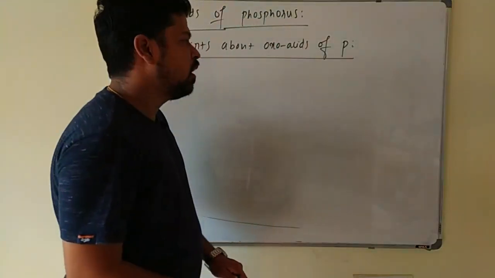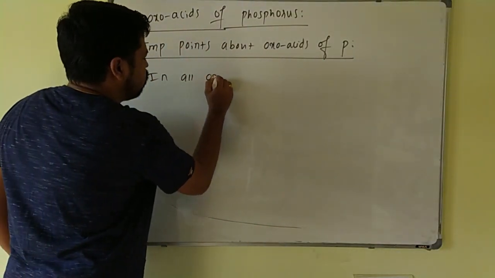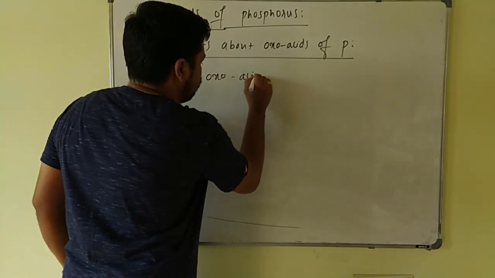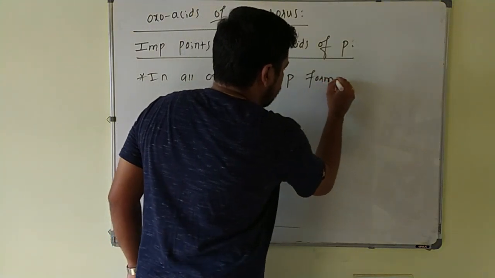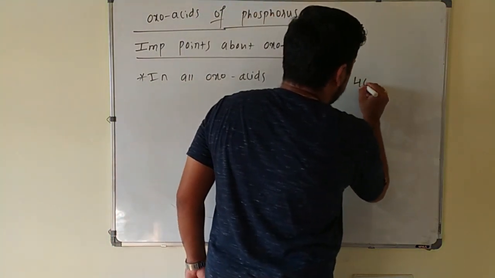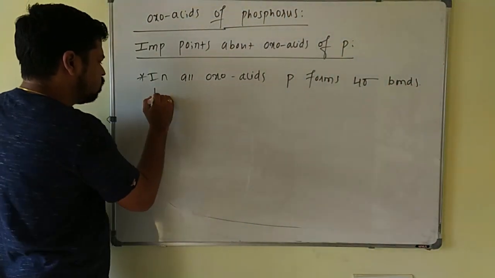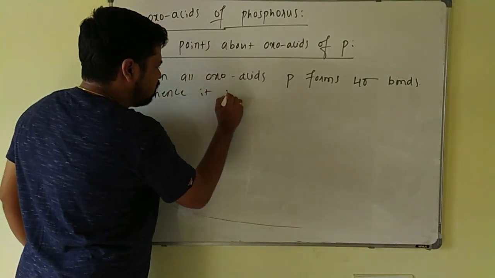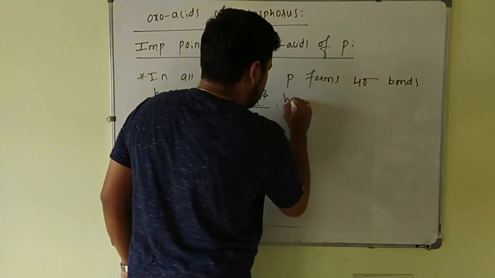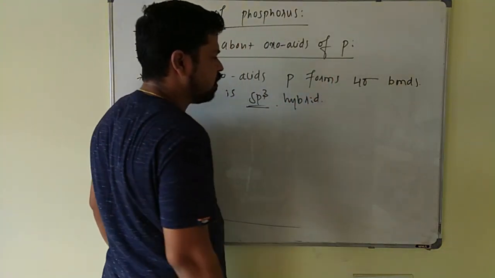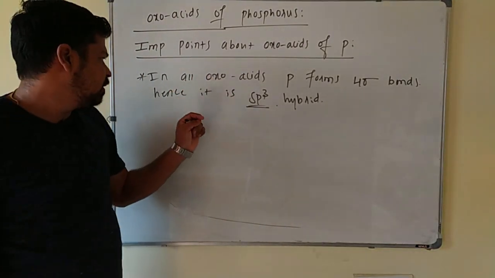Okay. Next point: in all oxoacids, phosphorus forms 4 sigma bonds. Hence it is sp3 hybridized. In all the oxoacids, the phosphorus atom, the central atom, is always sp3 hybridized because it forms 4 sigma bonds.